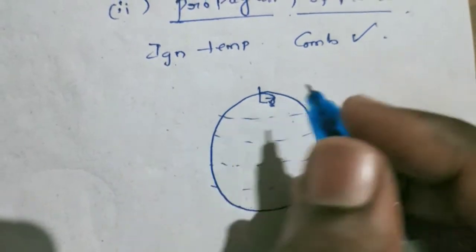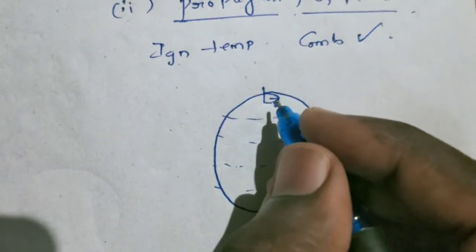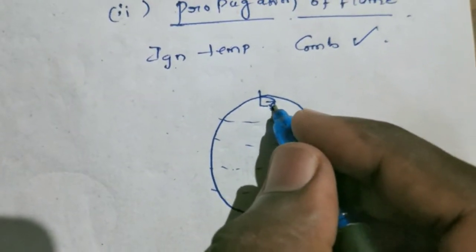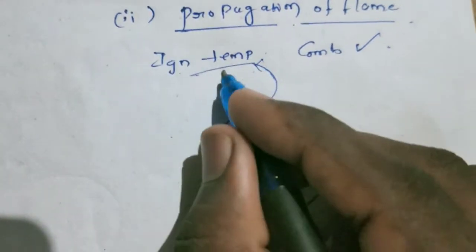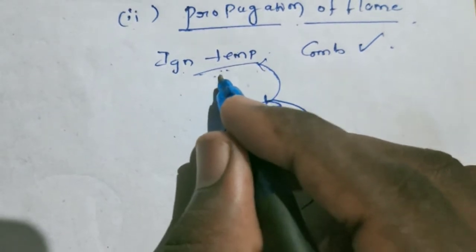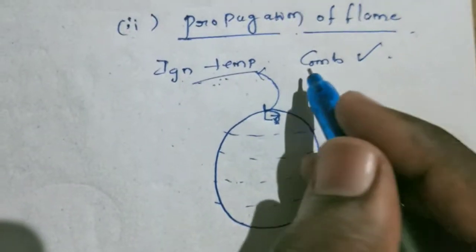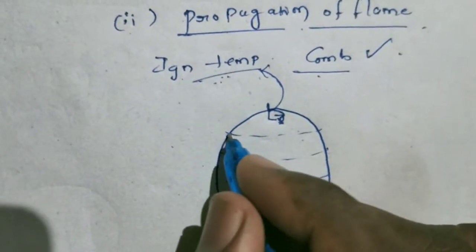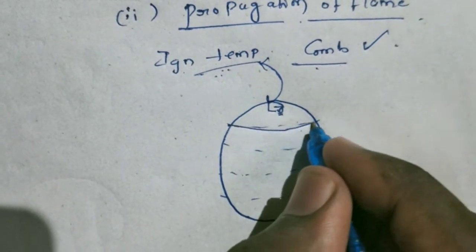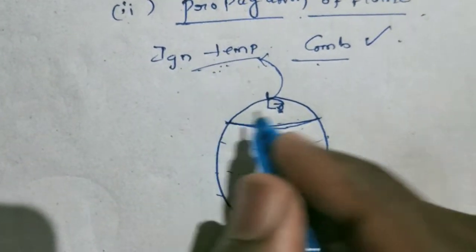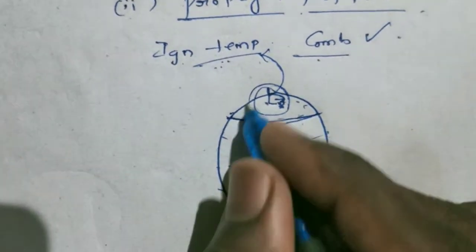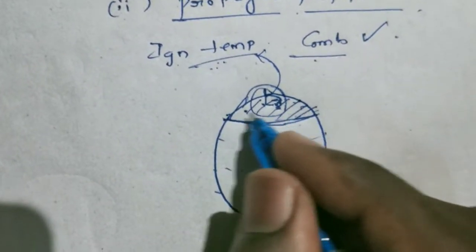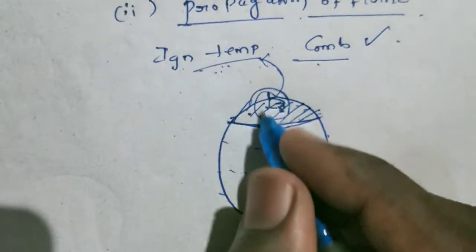the combustible charge, that means when it gives a spark, this spark will take some time to reach the ignition temperature. Whenever it reaches the ignition temperature, the combustion is started. This combustion will start nearer to the region of the spark plug.